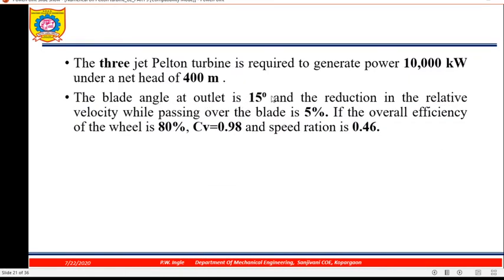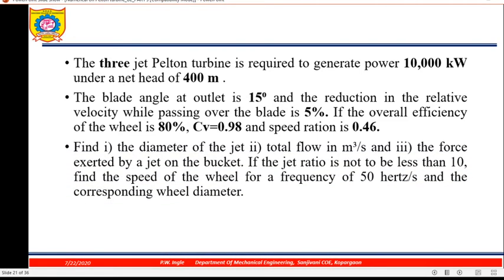The blade angle at outlet is 15 degree. The reduction in the relative velocity is 5%. Overall efficiency is 80%, CV is 0.98 and speed ratio is 0.46. Calculate diameter of jet, total flow in meter cube per second, force exerted by jet.